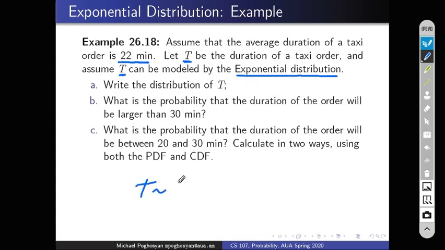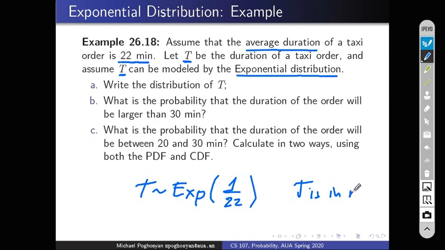So t is exponential. I'm giving that we can model it by exponential. Now we need to write the parameter. Because the average duration is 22 minutes, then t is exponential with 1 over 22, and t is in minutes. The unit is minutes. This is what the previous slide was about. Okay, so t is exponential with parameter 1 over 22.